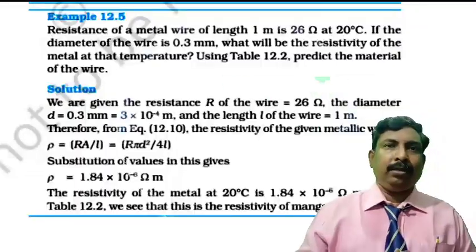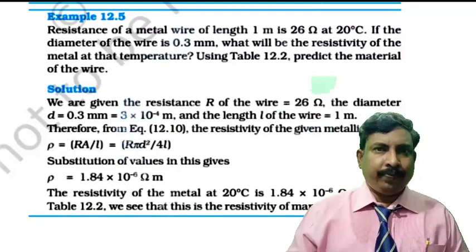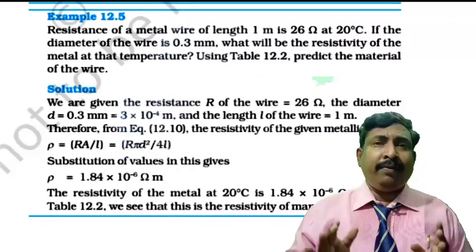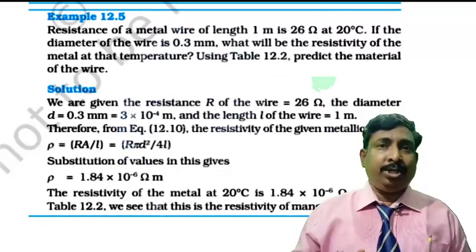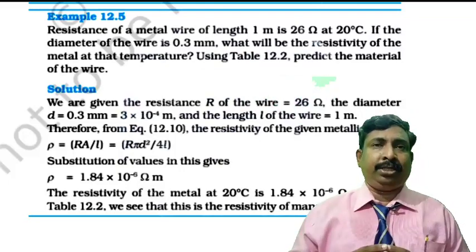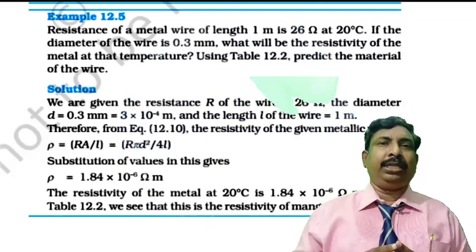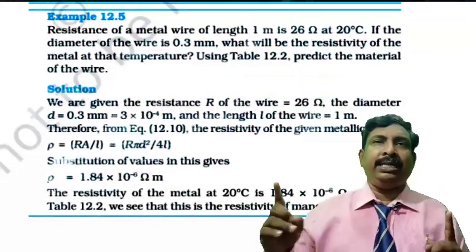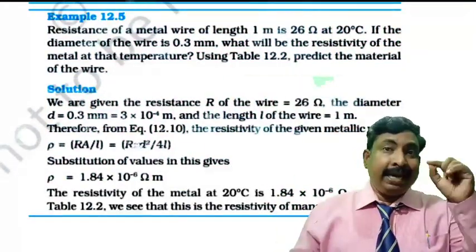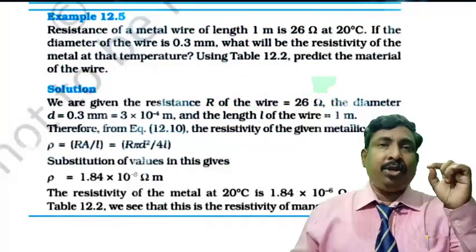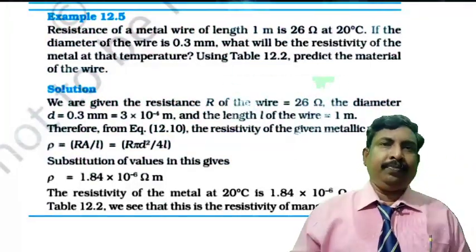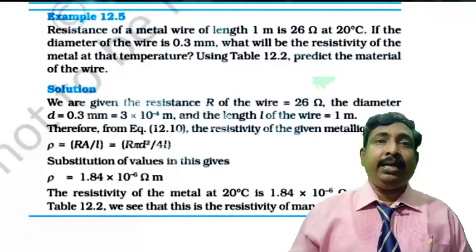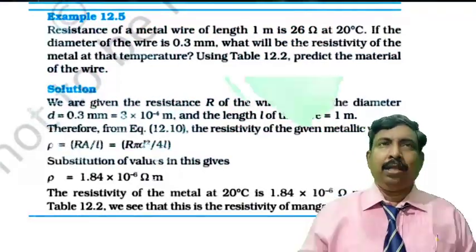Take out your textbook and look at the example 12.5. Read the question. Now, whenever we do a problem, I always explain to you, find out the data given in the question. What is the data given in the question? Here, 1 meter length wire having 26 ohms resistance. And thickness of the wire, diameter is given 0.3 millimeters. They are asking us to find specific resistance.